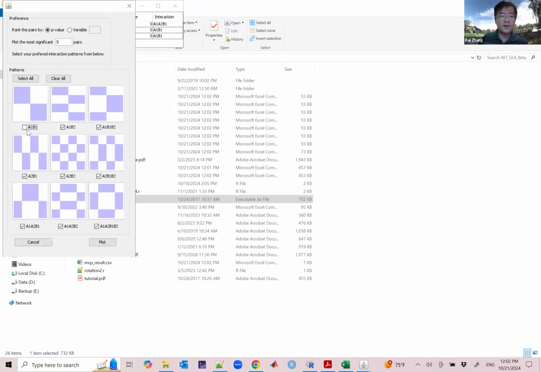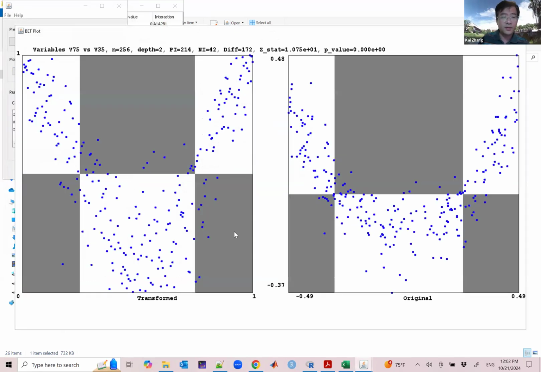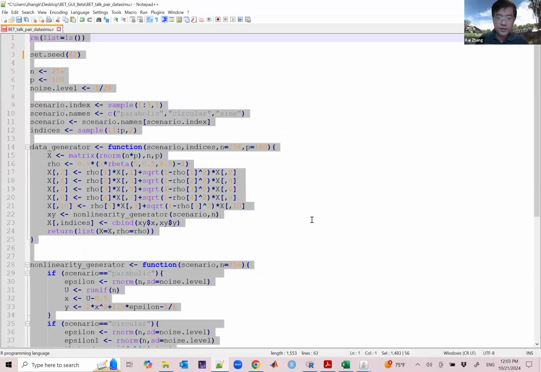So if you simply uncheck this one and click plot, here we go. This is showing that we have variable 35 and variable 75. We have more points in the white region, and from this plot we can see that this is a kind of parabolic type of relationship, right? But it's always a good idea to double check.